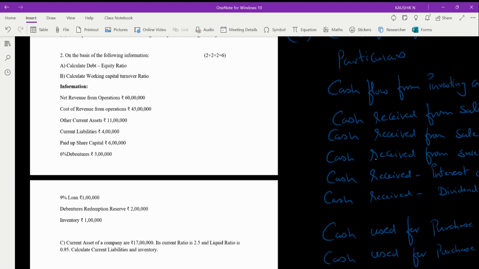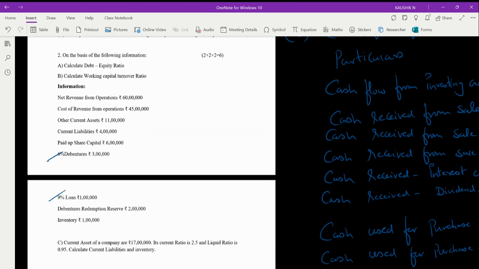This is revenue from operations, it is not a debt. This is cost of revenue from operations, not your debt. Other current asset is not your debt. Current liability is not a debt. Paid up share capital, will that be a part of debt? No. Then comes your 6% debentures. Debentures is a part of your debt. Am I right? And then you have 9% loan. So these are the two items which will be taken up for your debt composition. The value is 3 lakh rupees for debentures and 1 lakh rupees for loan.